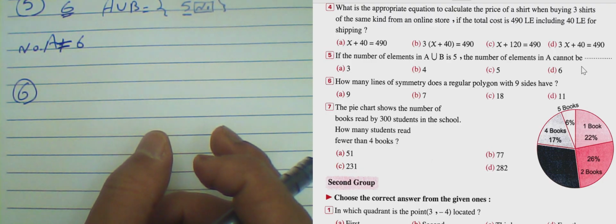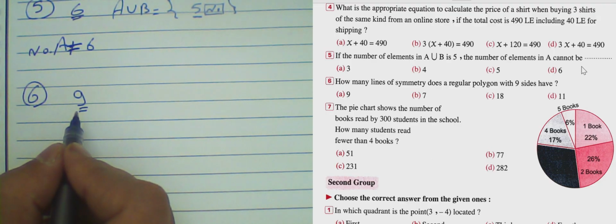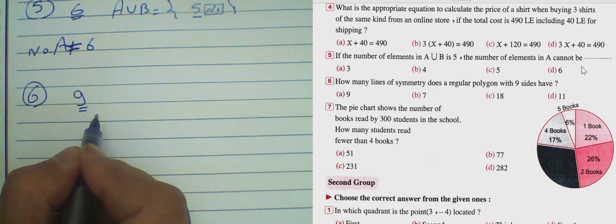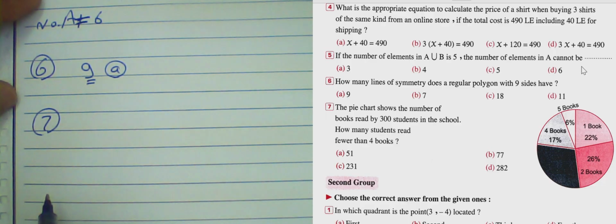They are equal because this polygon is regular. We have a regular polygon. Regular polygon means all sides are equal. We have 9 sides, and the number of sides equals the number of lines of symmetry. Choose letter A. Question number 7.